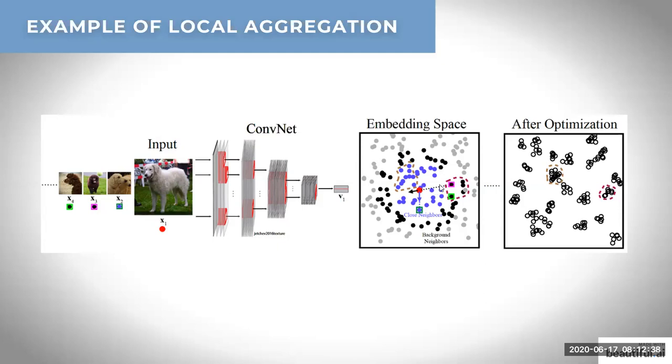And this is how the groups are created. This is how the clusters are created. And after the optimization, we get local groups of images that have similar features. So basically, all of them are closest neighbors.